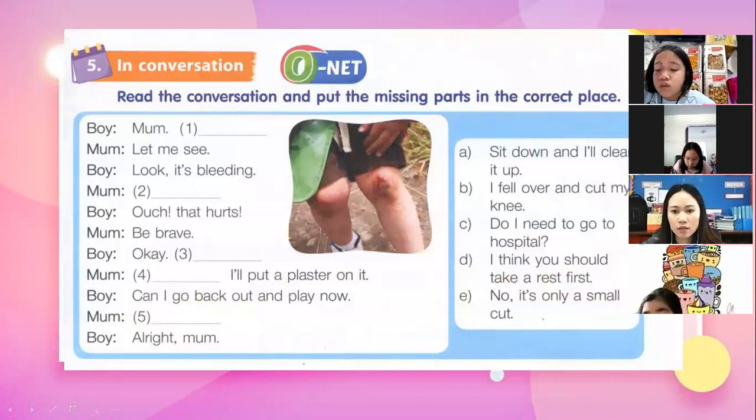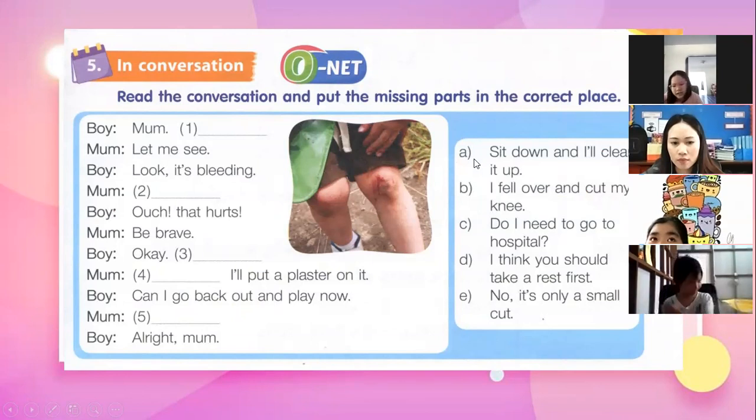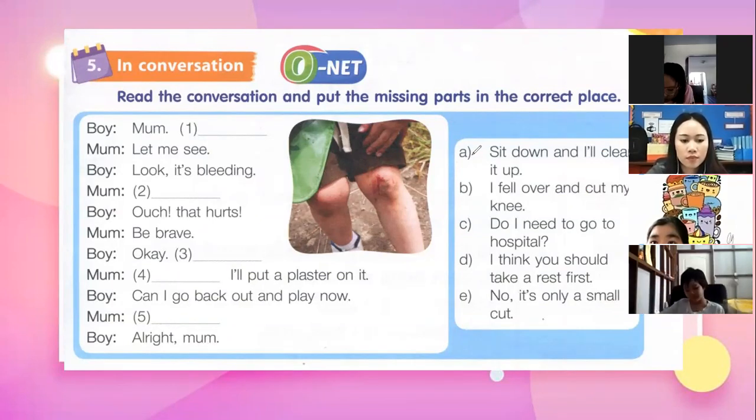All right. Okay, now page number 51. Here we have some conversation, and they have gaps. The gaps we have to fill from the given sentences on the right side. So we have to match the best statement to complete the conversation. First of all, we have to read the conversation and put the missing part in the correct place. Before we move to the conversation, let's read the missing parts, given in the letters A, B, C, D, E.